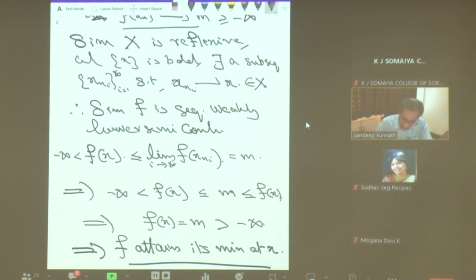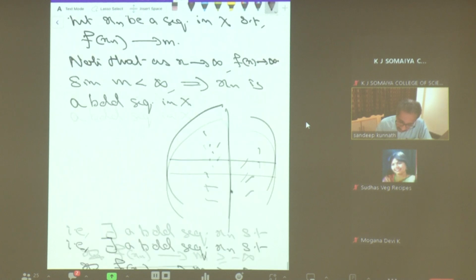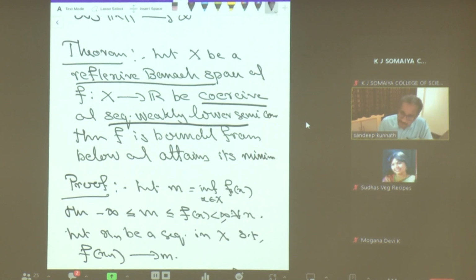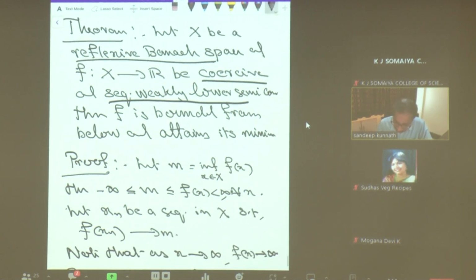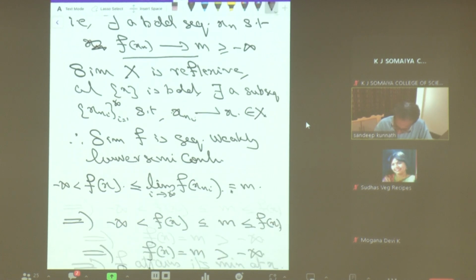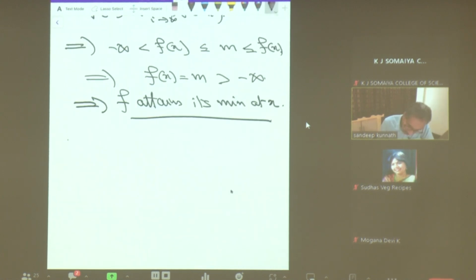So this is the main theorem if you want to talk about the existence of minima for a function defined on a Banach space. Okay. Now there are various conditions here we wanted to talk about. So f from X to R be coercive and weakly lower semi-continuous. Okay. So weakly lower semi-continuous, some remarks.